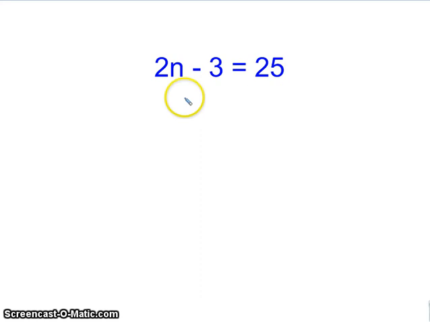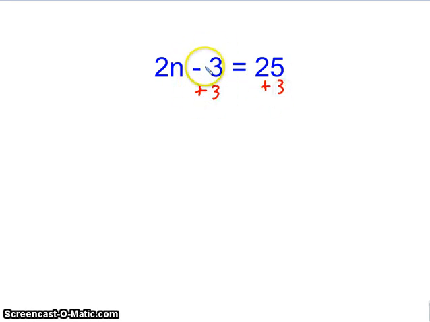Now, let's just look at one like this. Okay, I want to solve for n. So I want to get rid of the minus 3. So to get rid of a minus 3, I have to add 3. So I add it over here. Remember, we're doing the opposite.